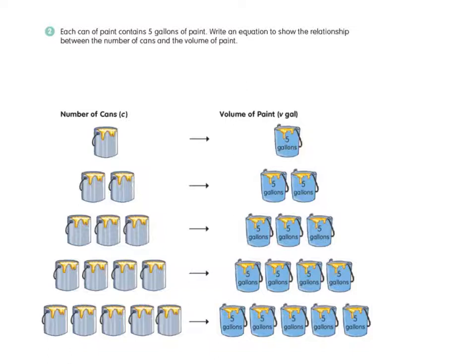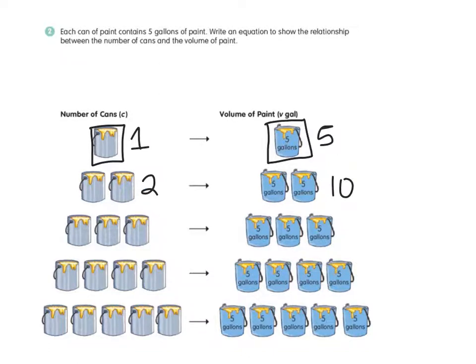So this problem here says each can of paint contains 5 gallons of paint. This is what a picture might look like. So one can of paint, like this one can right here, has 5 gallons of paint inside of it. So 1 can is equal to 5 gallons. 2 cans are equal to 10 gallons. 3 cans are equal to 15 gallons.